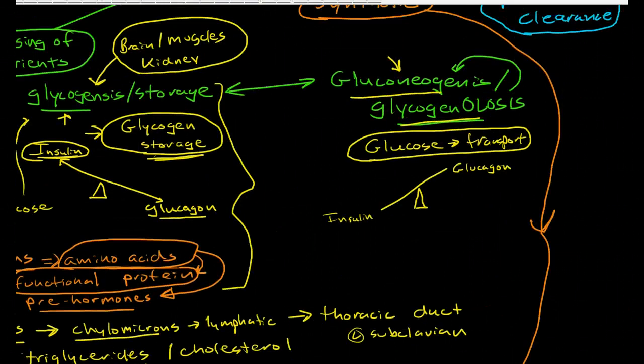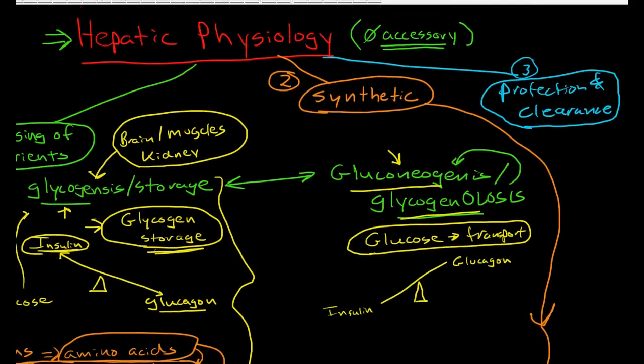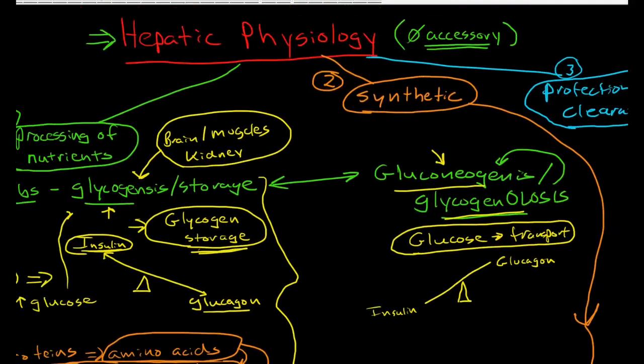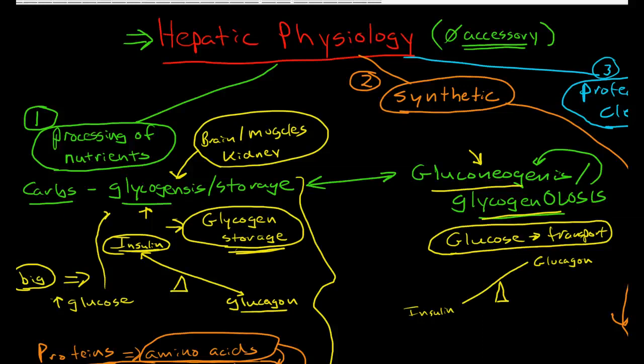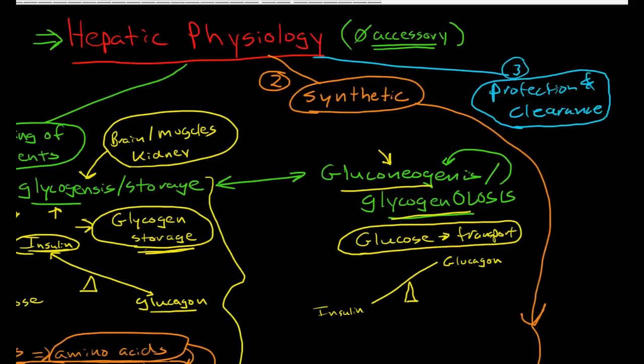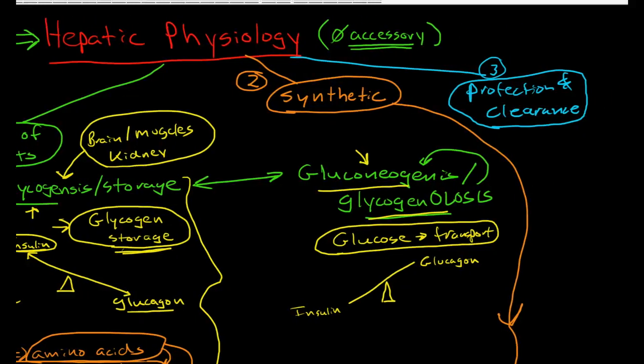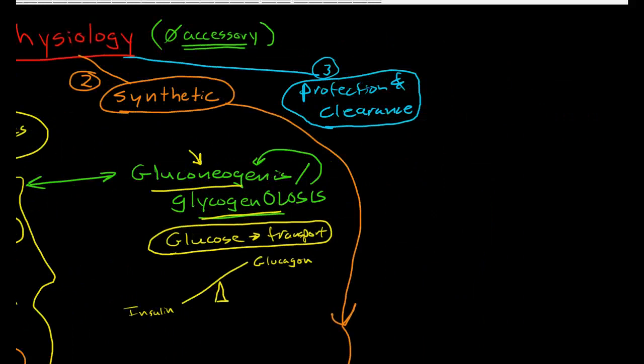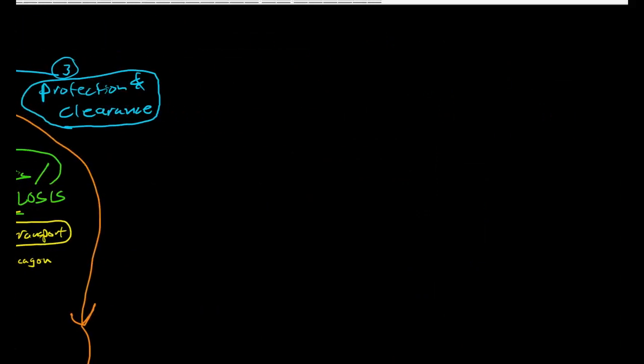Okay, so moving back up to the top here. We've talked about two elements. We've talked about the processing of nutrients, including proteins, fats, and carbohydrates, and we've talked about synthetic function of the liver. Now, the third thing that I want to talk about is the role of the liver in protection and clearance.